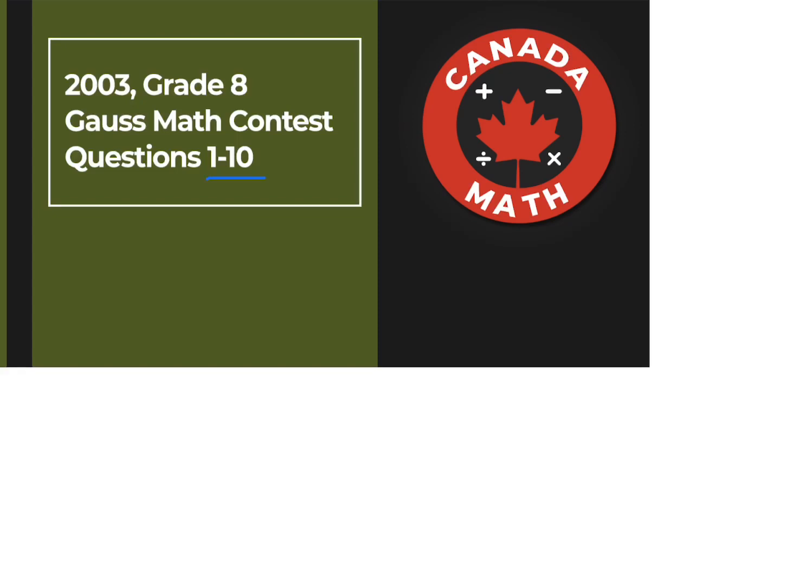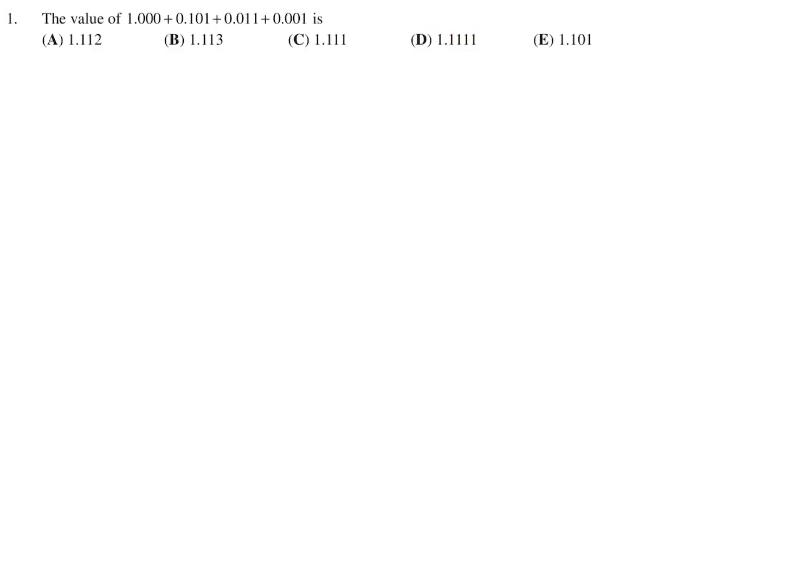Questions 1 through 10 on the 2003 Grade 8 Gauss Math Contest. The value of 1 plus 0.101 plus 0.011 plus 0.001 is. So the best way to approach these questions is to line them all up, and it will allow you to add them a little bit easier. So once you do, we can just use our basics of addition.